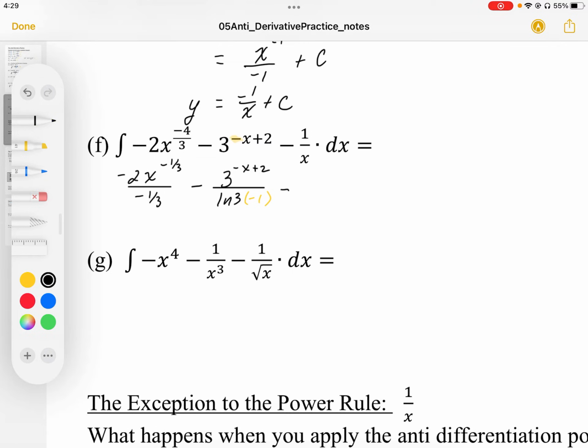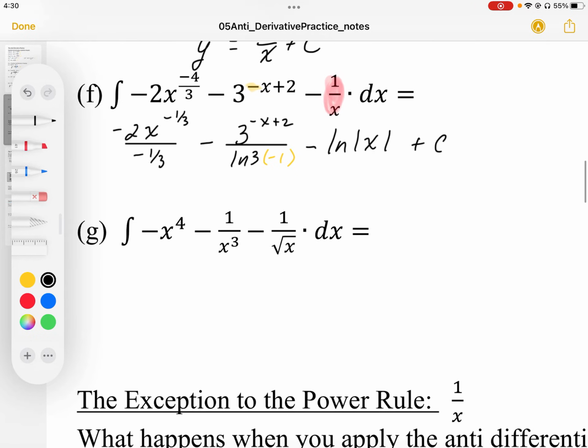The last one here, we have to be really careful because this is not a power rule, and we'll show why it doesn't work with power rule. That one is just going to become log of absolute value of x. Okay, so this is a special one, and we'll talk about this in a second. And then plus c.